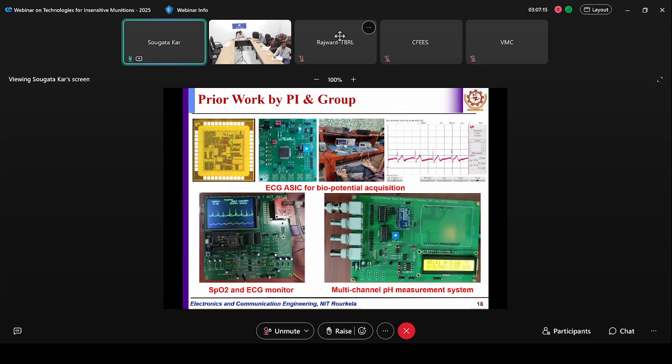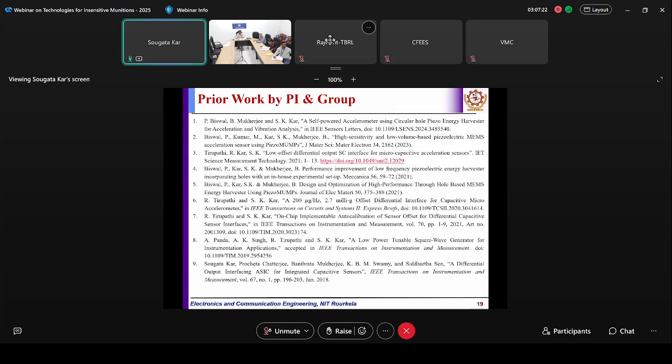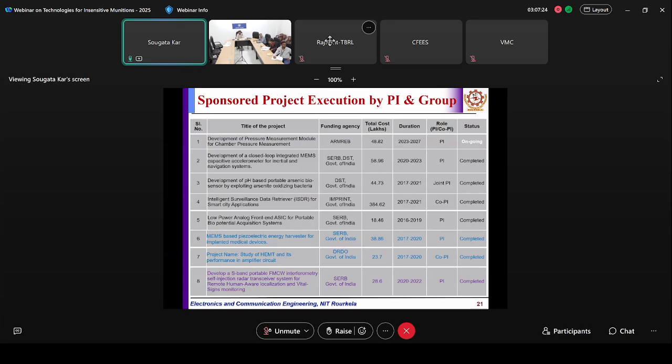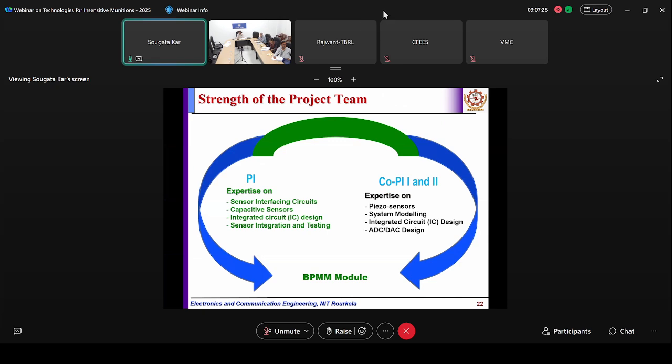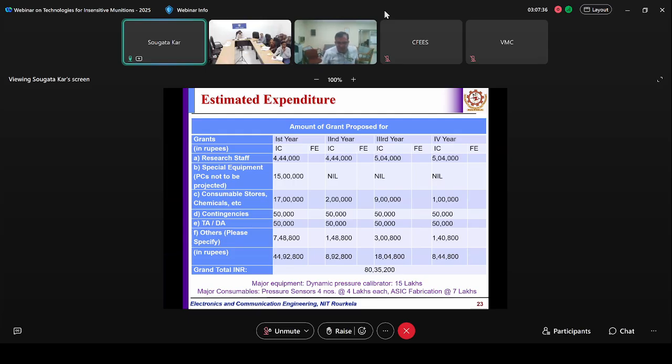Currently we have one, ARMREP, in collaboration with PXC Chandipur. We are currently developing a pressure measurement module for chamber pressure measurement. These are the strengths of myself and my co-PI Professor Kundu. We have given an estimate; we want one JRF or SRF. For the 4 years, we have made it around 80 lakhs.